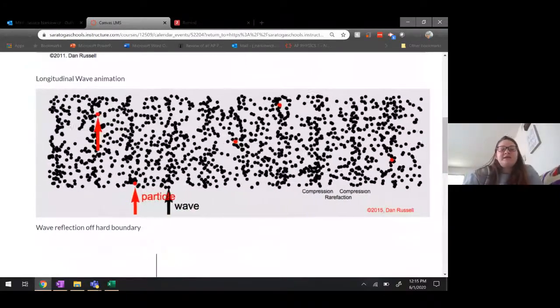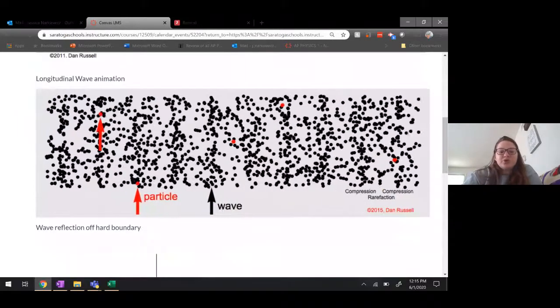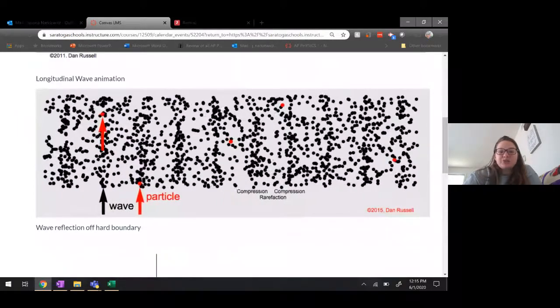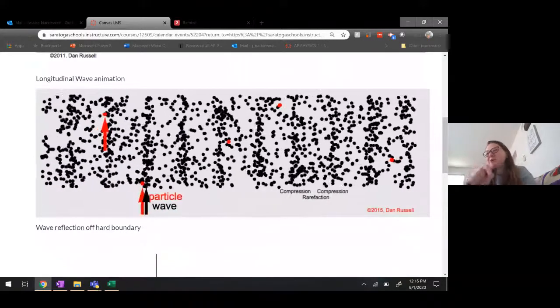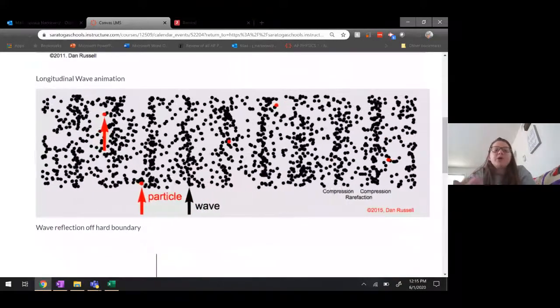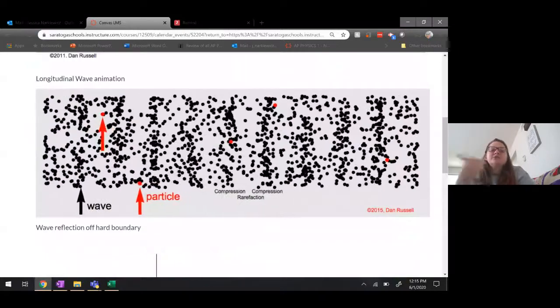Okay, and the amplitude of these longitudinal waves essentially change based on how compressed the compression sections are. So the more compressed the compression sections are, the larger the amplitude.